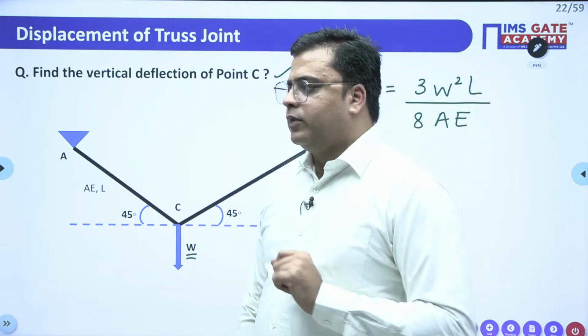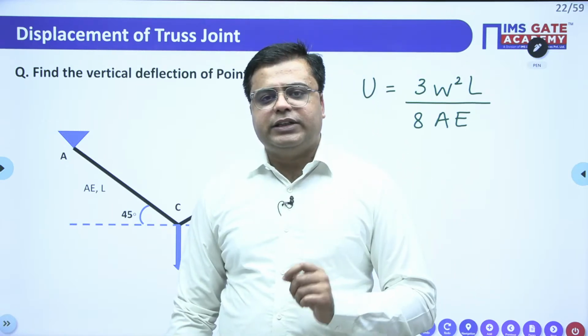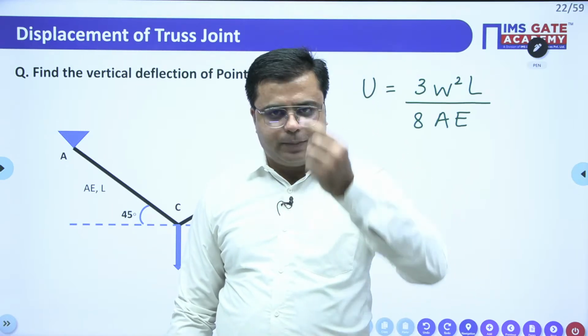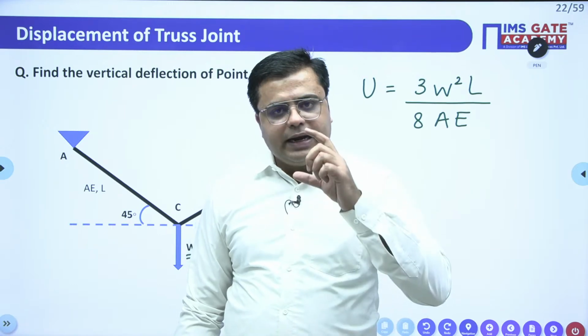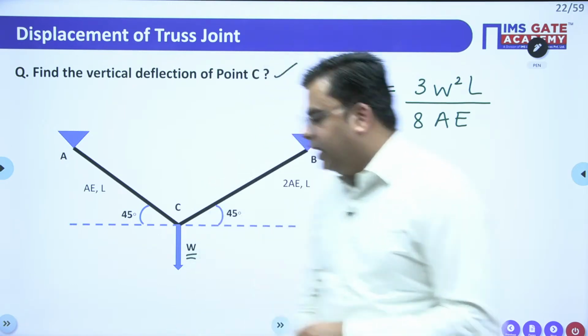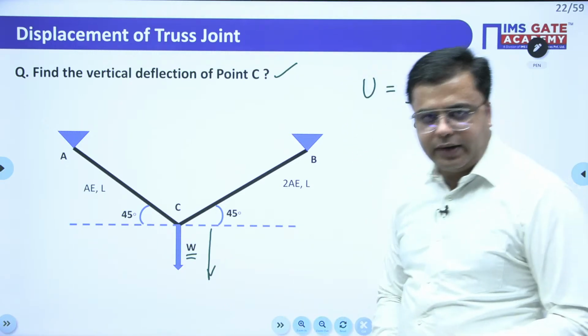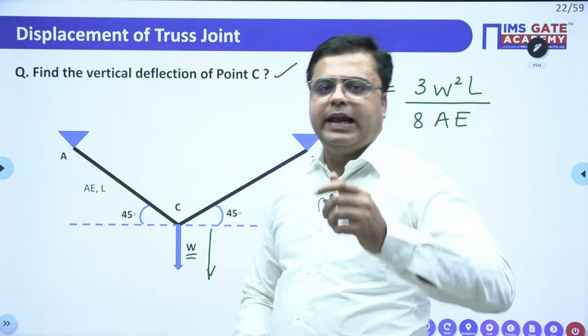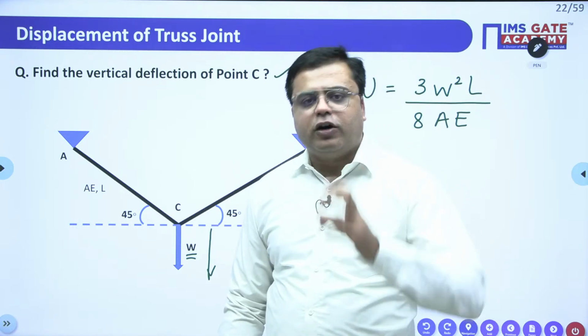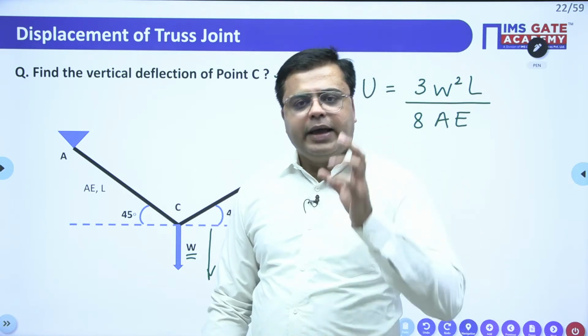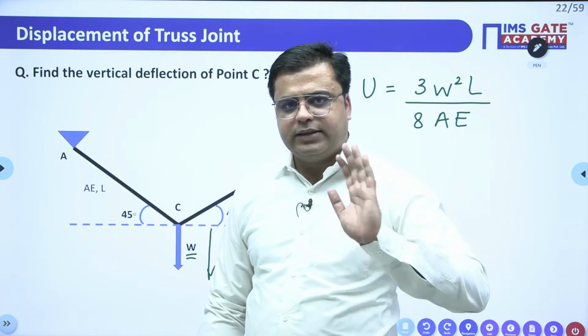One more thing. When we partially differentiate the total strain energy with respect to the load, if we get a positive result, it means that deformation is occurring in the direction of the load applied, right? But if we get a negative result, it means the deformation occurring in the system is in the opposite direction. Is this clear to everyone?